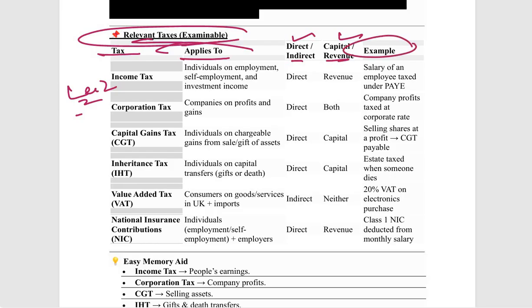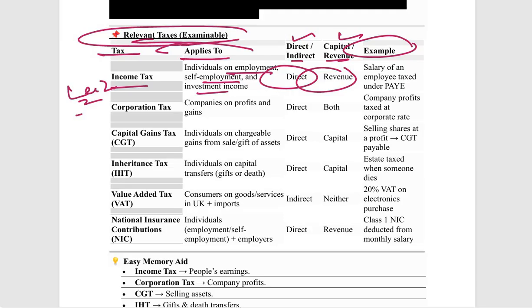So let's start from income tax. Income tax applies to individual people earning from jobs, self-employment or investment. So it's a direct tax because it is taken straight from your income, and it's a revenue tax. It is a direct plus revenue tax.